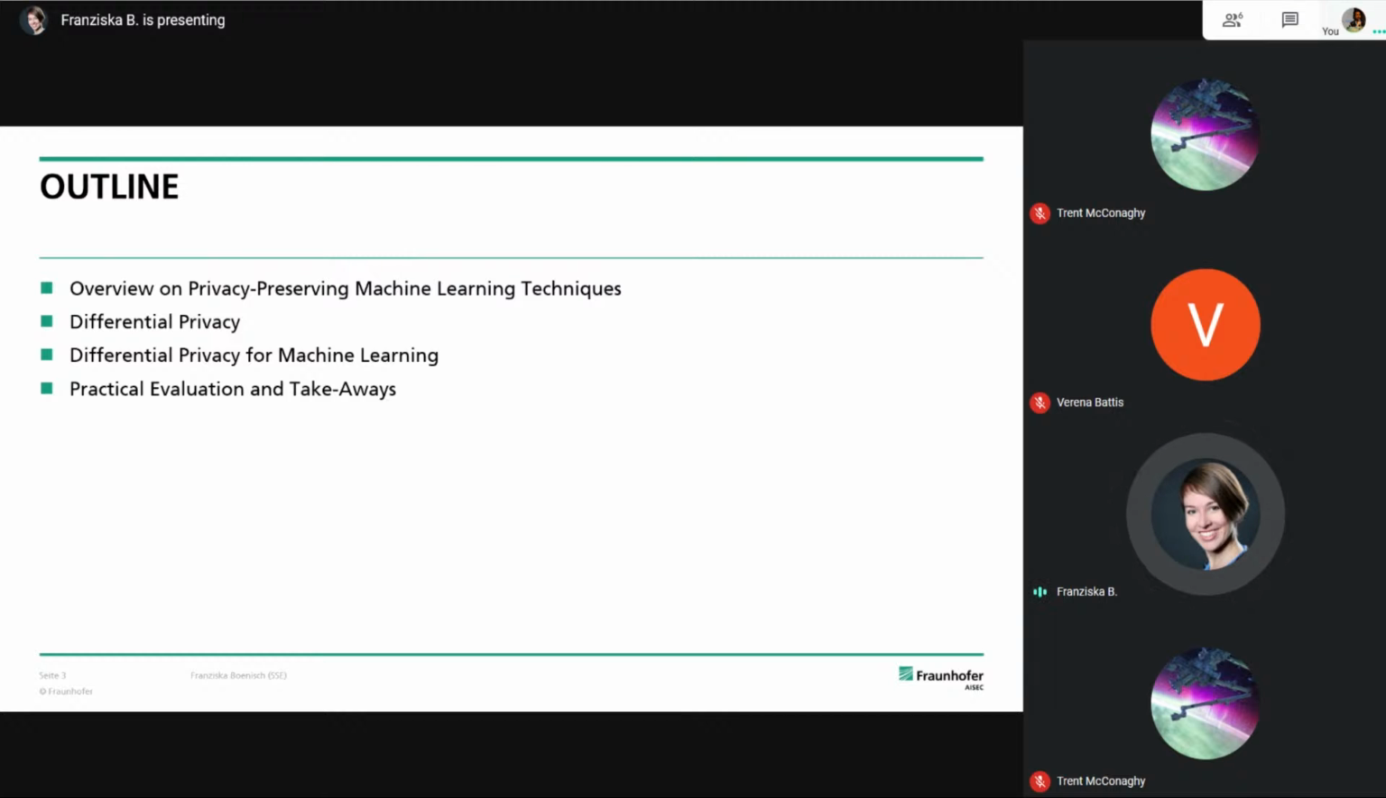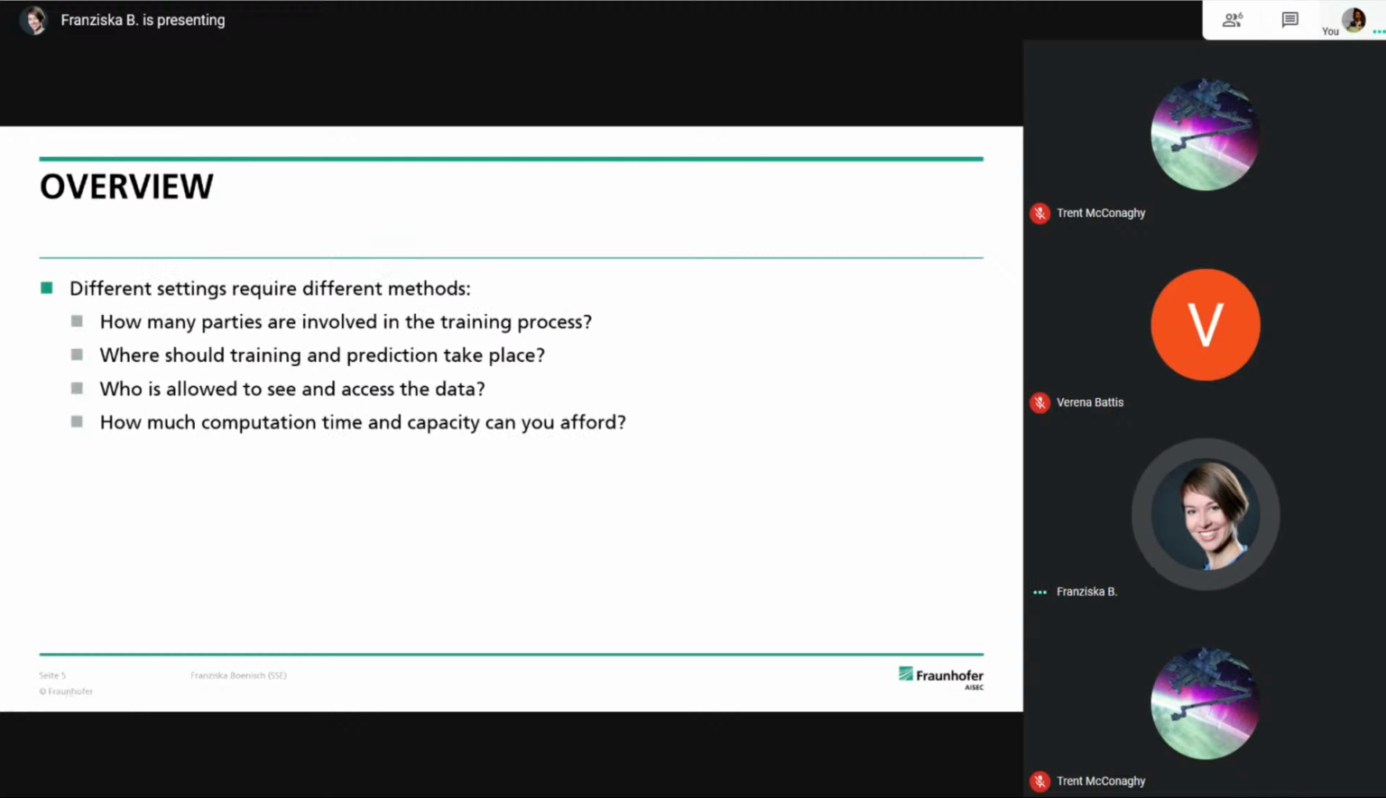Afterwards, we'll have a look at how to apply this concept of differential privacy for machine learning. And at the end, I will show you some practical evaluation that I've done through my work and give you some takeaways on the topic. So let's get started on the overview.